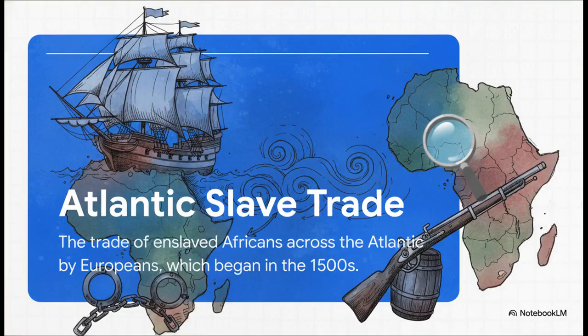Now, we have to stop and talk about an absolutely devastating piece of this story, the Atlantic slave trade. This is so important. For centuries, Europeans traded guns and other goods for enslaved people, fueling a horrific system that ripped millions of Africans from their homes. And this wasn't just a human tragedy on an unimaginable scale. It also systematically destabilized African societies, making them much more vulnerable to European conquest down the line.